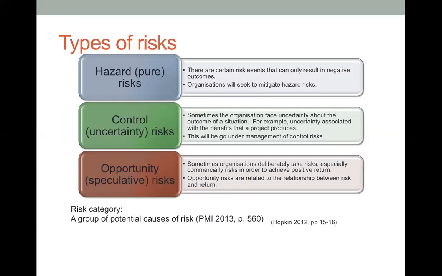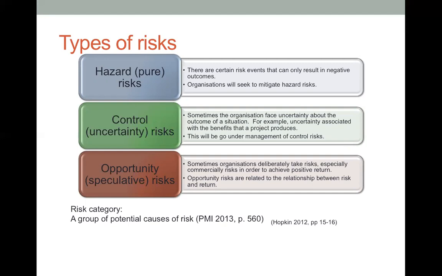For instance, if we have a situation in the organization where certain spots in our premises may cause some accidents, then it is a hazard risk. So we need to find ways to mitigate it. Okay. The next classification is control or uncertain risks.